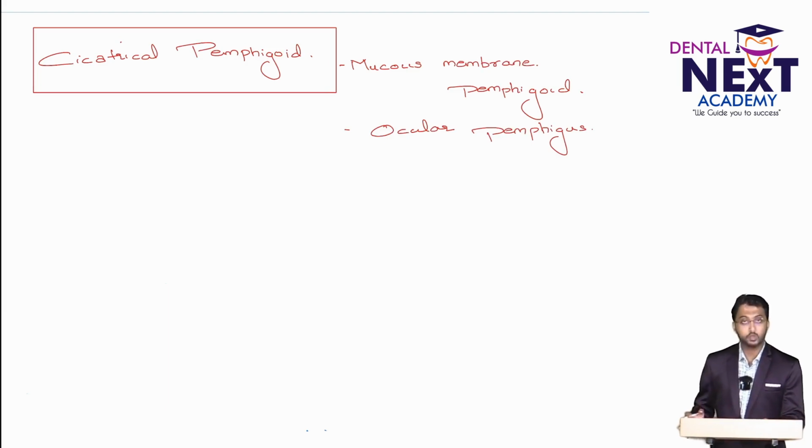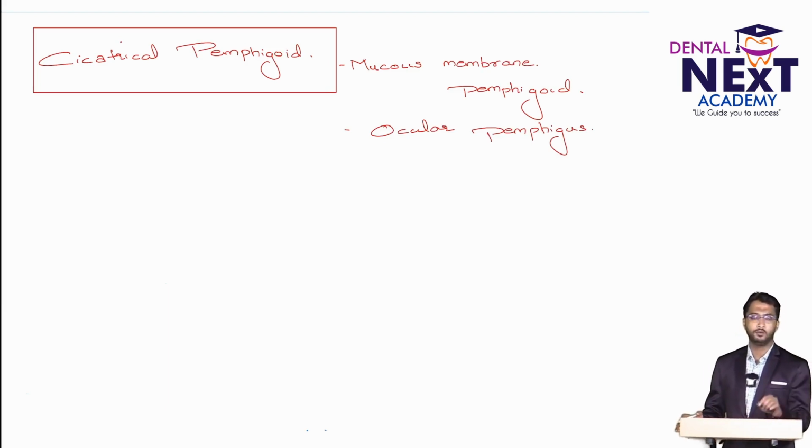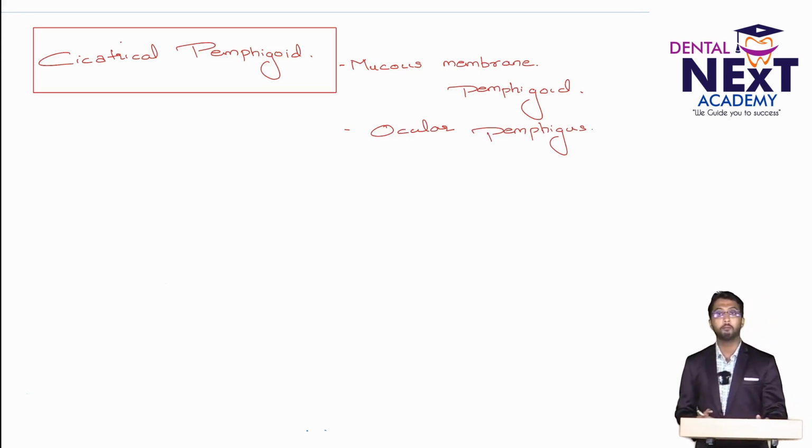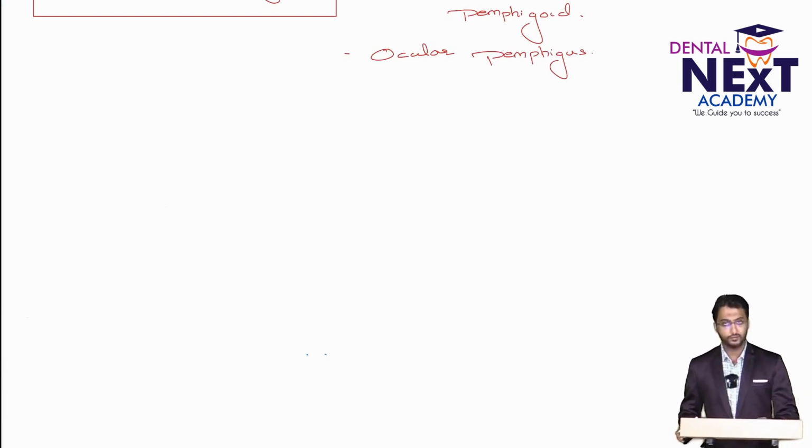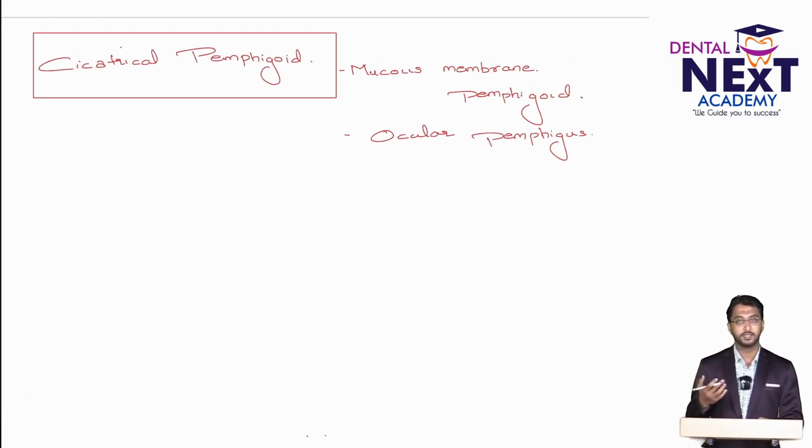Okay, or the other name is ocular pemphigus. Now we saw that in pemphigus, the ocular involvement was very minimal or very rare. Here you will see that ocular involvement is the most problematic thing, and thus it's called ocular pemphigus. Okay, ocular pemphigus. Now, don't confuse. Ocular pemphigus is basically cicatricial pemphigoid.